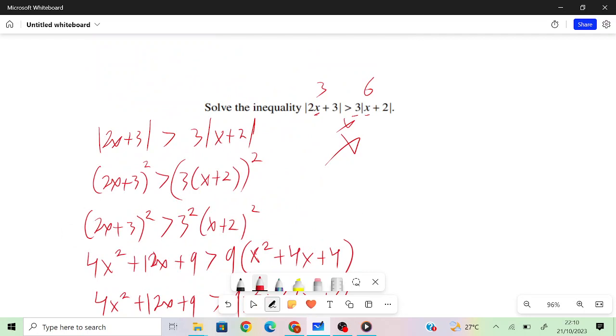Now let's take a value between -3 and -9/5, and that should be -2. So if we put -2 into our equation here, I have 2 times -2, that's -4, plus 3 is -1, this becomes 1.